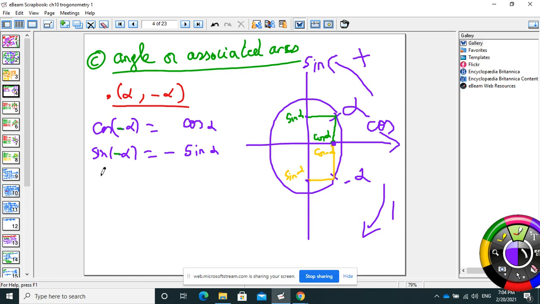Now if I want to find tangent minus alpha, I won't torture myself. I don't need to look at it. Tangent minus alpha is sine over cosine, so it's either negative over positive or positive over negative, and the answer is minus tangent alpha. So I don't need to memorize it. And cotangent also is positive over negative, meaning it's minus cotangent alpha. Now I need to go to the other one.